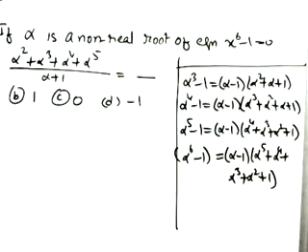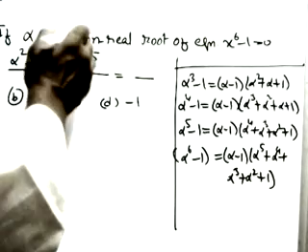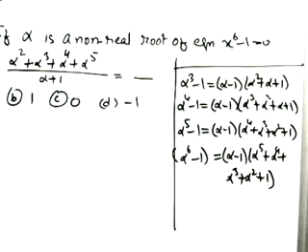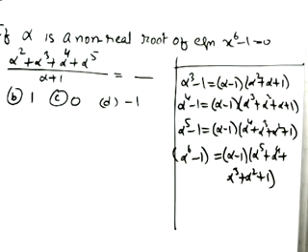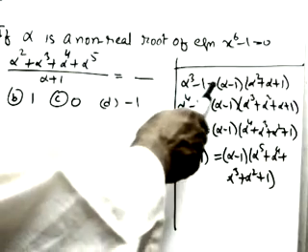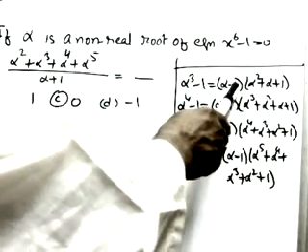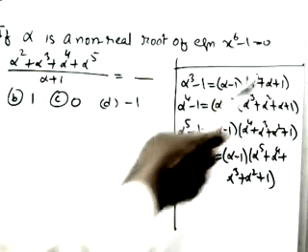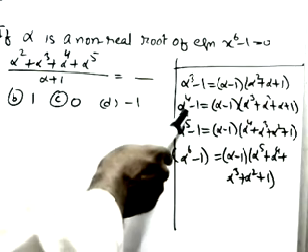Now you see here, if alpha is a non-real root of the equation x power 6 minus 1 equals 0, then alpha square plus alpha cube plus alpha power 4 plus alpha power 5 equals dash. Before going to the question, there is an easy formula you can remember: alpha cube minus 1 is alpha minus 1 into alpha square plus alpha plus 1.